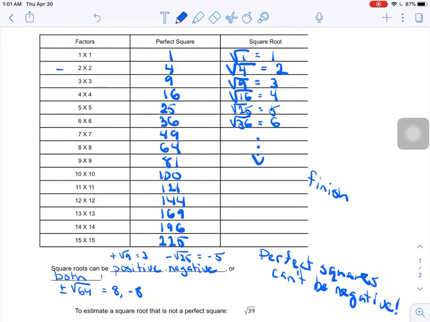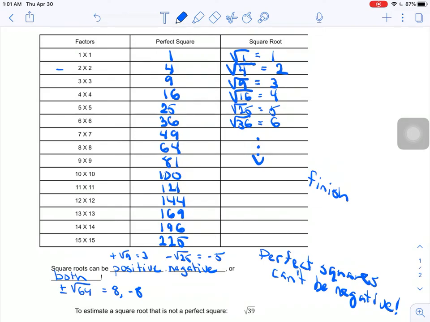Now, hopefully, you're kind of getting the idea of perfect square and square root. Now, perfect squares are when we have nice, pretty whole number factors. 1 times 1, 2 times 2, 3 times 3. Those are whole numbers. So that means if we go backwards, so like the square root of 36, we know that 6 times 6, those are whole numbers, makes 36. So that answer would be 6.